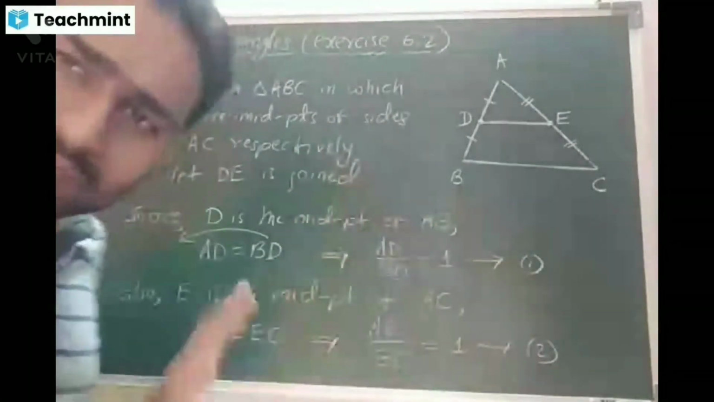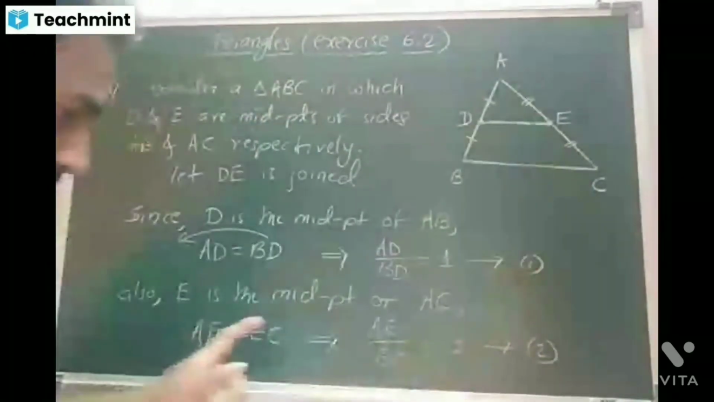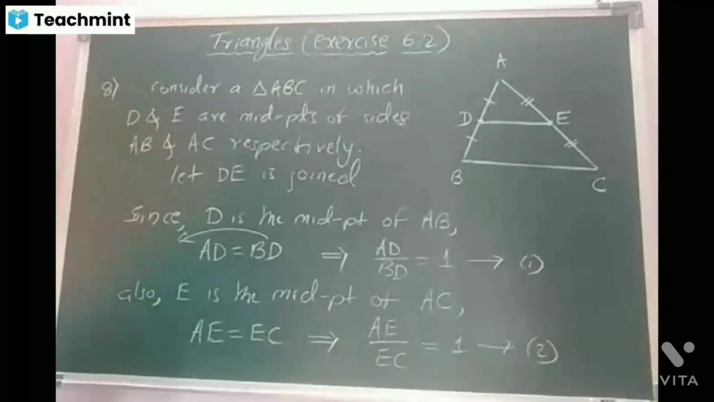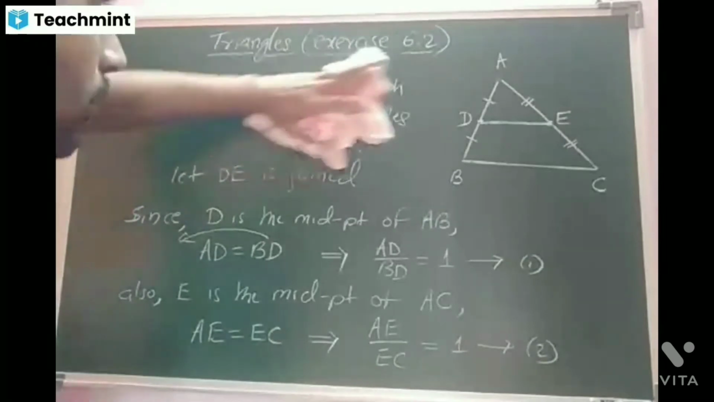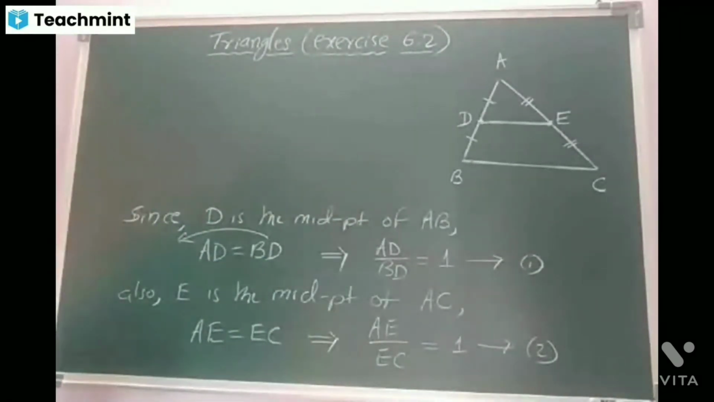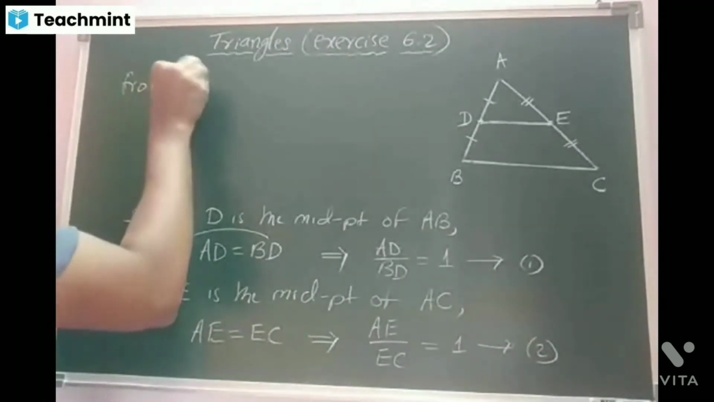Same work. E is the midpoint for AC, so the right part is equal to the left part. Send this one to the left. You'll get another equation. Now, beta, can you tell me what will be the outcome of equation 1 and 2? AD by BD is equal to AE by AC.